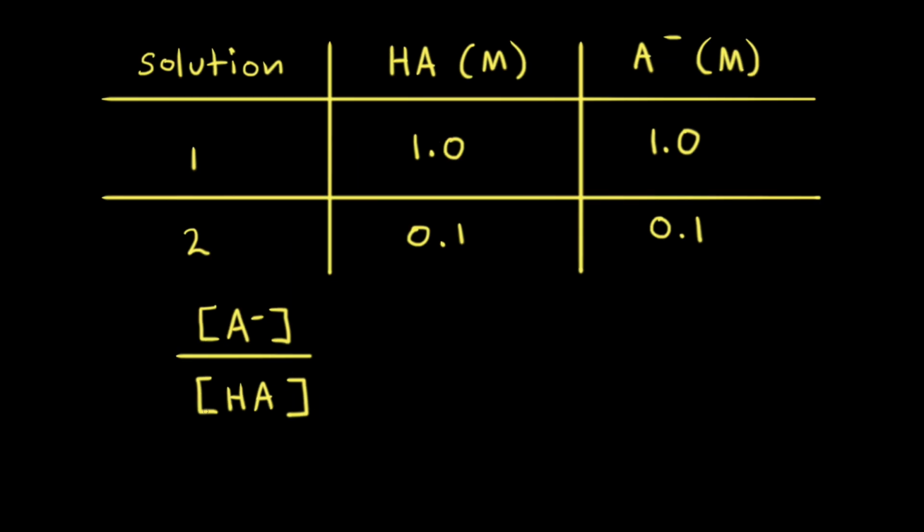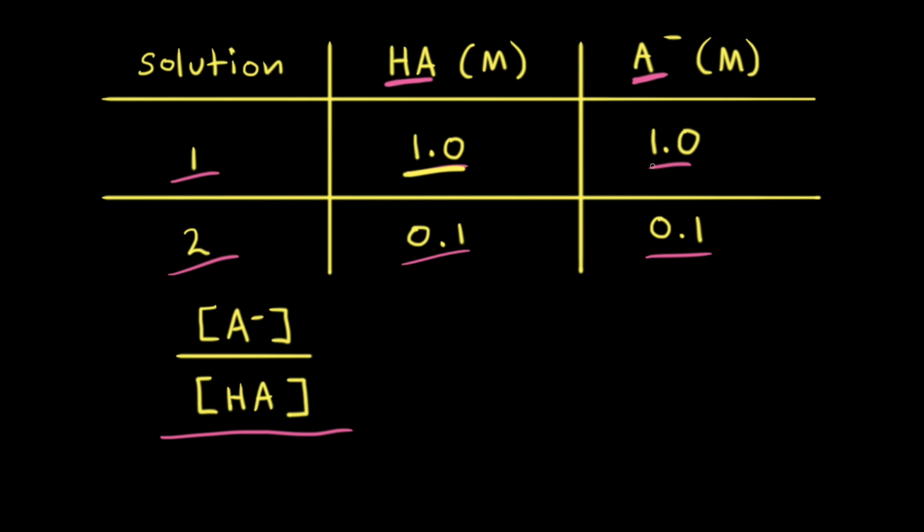So we've seen that the effectiveness of a buffer depends on the ratio of the concentration of the conjugate base to the concentration of the weak acid. Let's use that concept to compare two buffer solutions, buffer solution 1 and buffer solution 2, to determine which of the two has the higher buffer capacity. Let's say that both buffer solutions have the same weak acid and conjugate base present, however, they differ in terms of their concentrations. So solution 1 is more concentrated than solution 2.